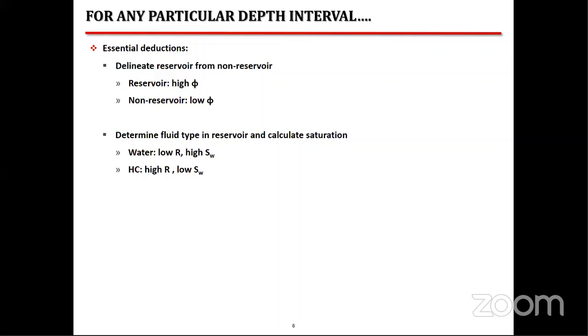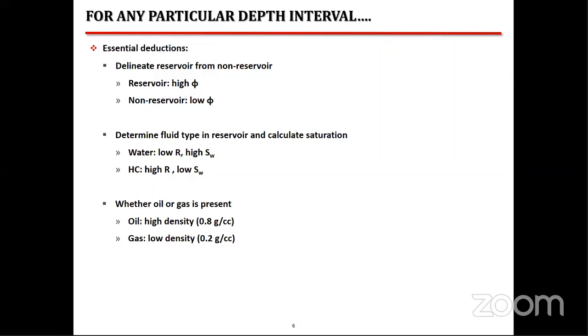Water, being usually saline in the formation, is highly conductive and hence low resistivity, and it has high water saturation. Hydrocarbon, on the other hand, is highly resistive and has low water saturation. Lastly, we need to identify whether the hydrocarbon is oil or gas. Oil tends to be more dense than gas.